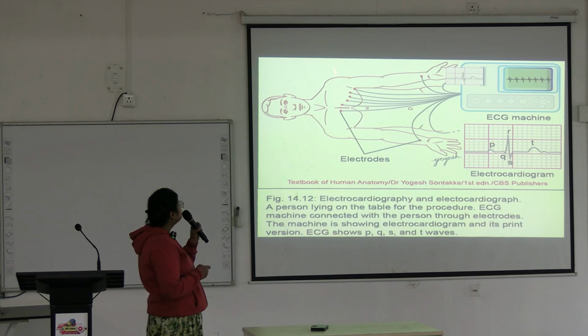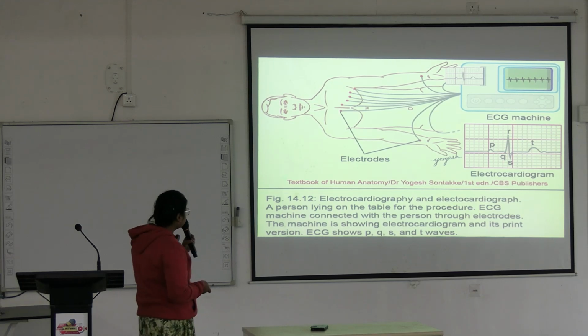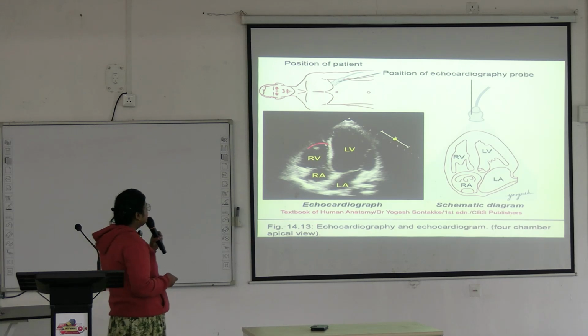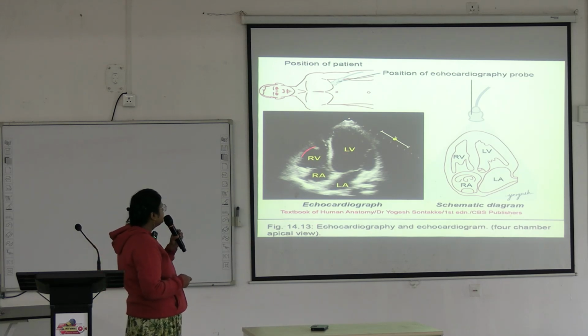ECG being done, the leads are placed over the chest and this is the graph: P, QRS complex and then T. Okay. This is echocardiogram. The chambers of the heart are shown: left ventricle, left atrium, right ventricle. Okay. Here the echocardiography probe is placed to see the heart.